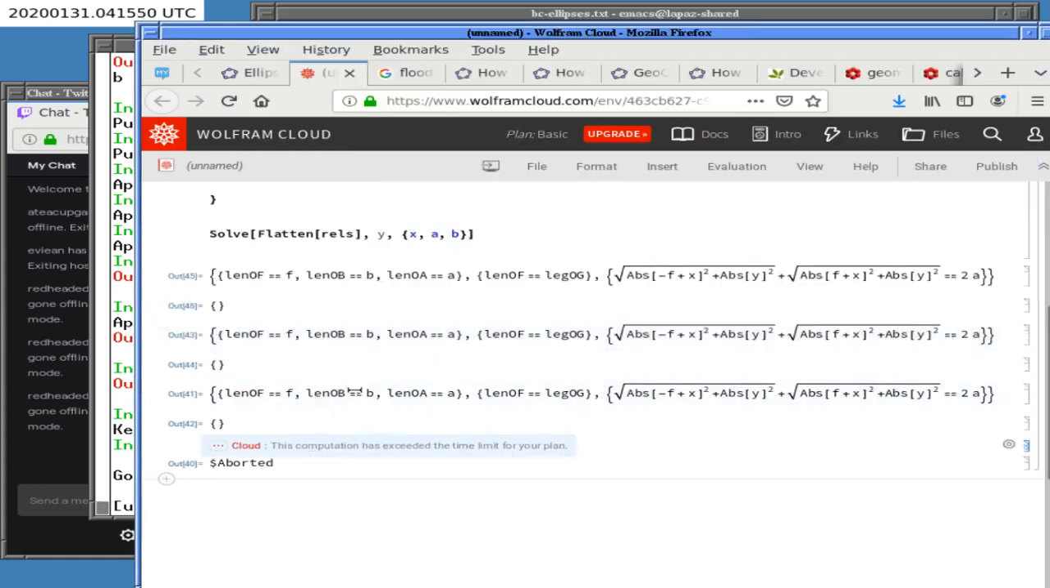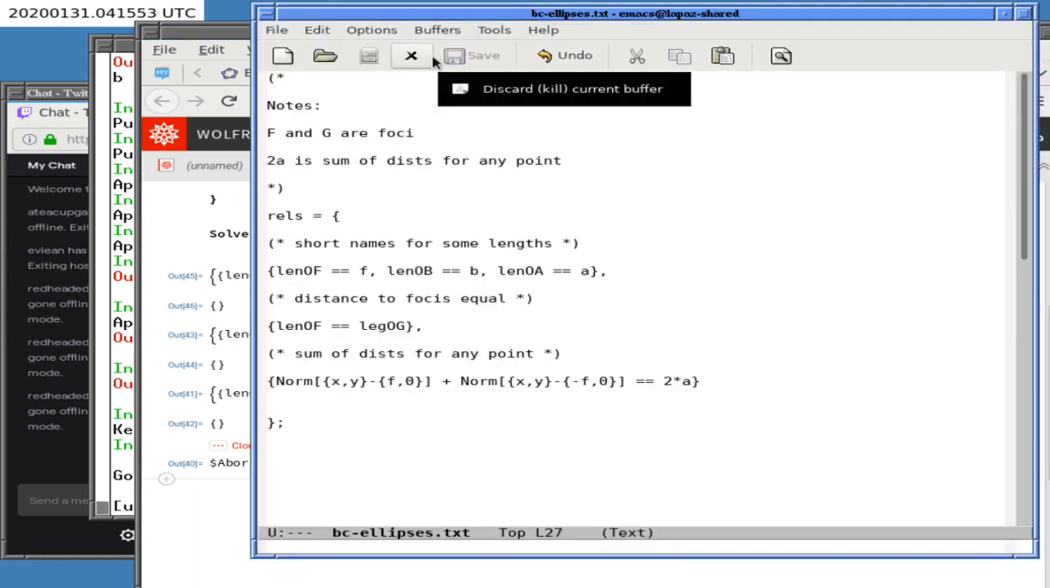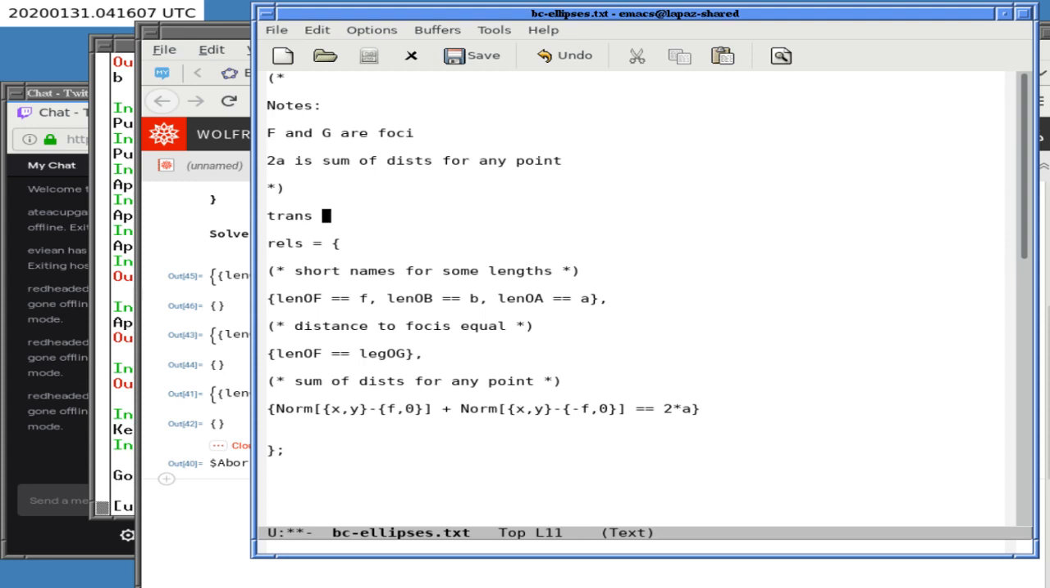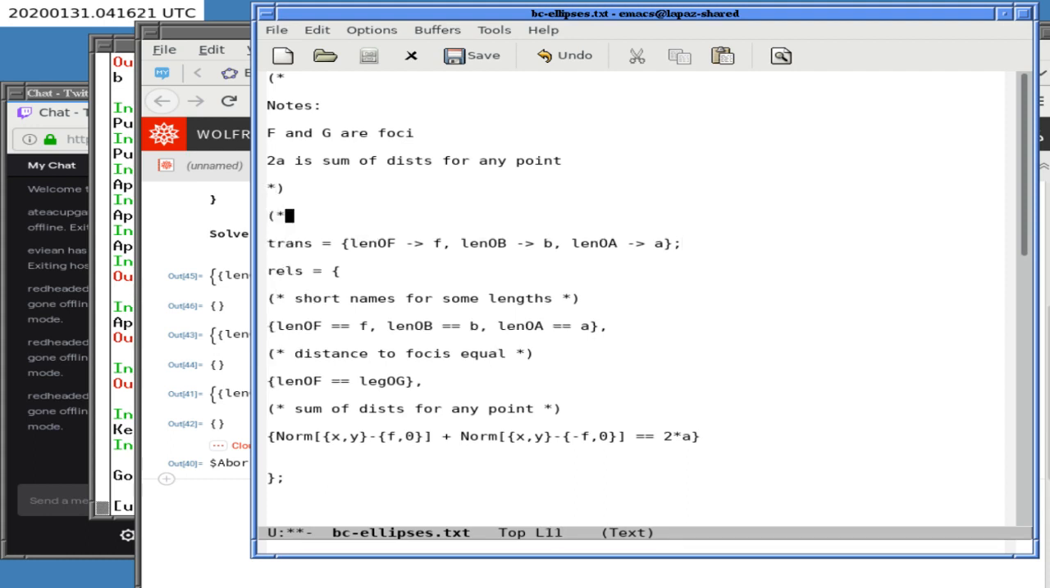Wow, that's bad. Okay, so why are we going to continue on this sort of insane road to stupidity? Okay, let's make a little bit of a change here, which I hate doing this quickly. I think for these ones, we'll say that len of OF just goes to F. len OB just goes to, because these are not really equalities, these are just shortcuts. So I think we can make those just transformations. We don't have to make these necessarily into equations. And I think even this one's pretty lame.